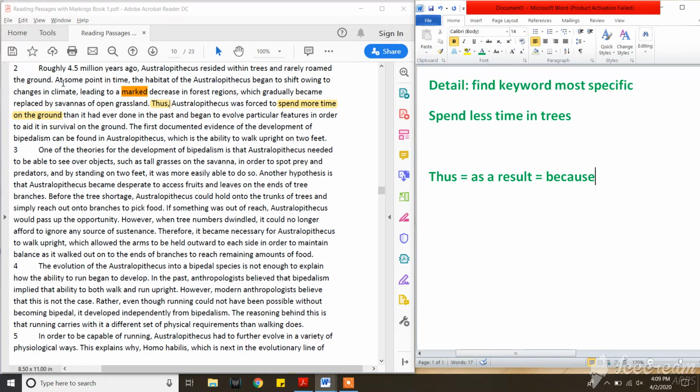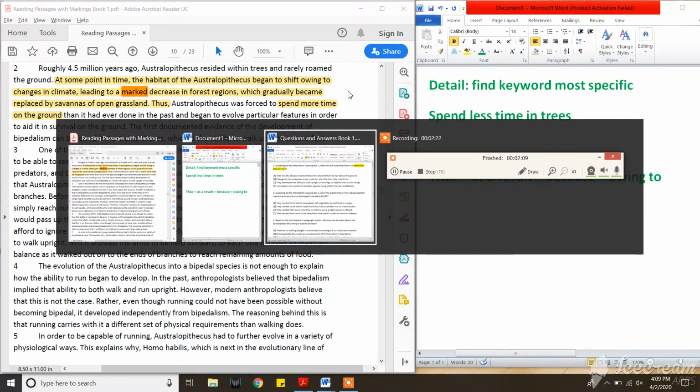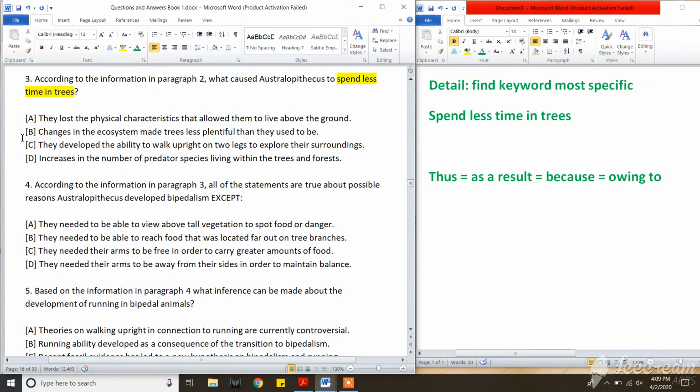Well, we can see at some point in time, the habitat of Australopithecus began to shift owing to climate change. We can see that owing to, right here, means because. Because of climate change, we look at our answers and we can tell that the answer is B. Changes in the ecosystem. Ecosystem means climate change. Climate change made trees less plentiful, which means that they had to spend more time on the ground. The answer is B. Right?